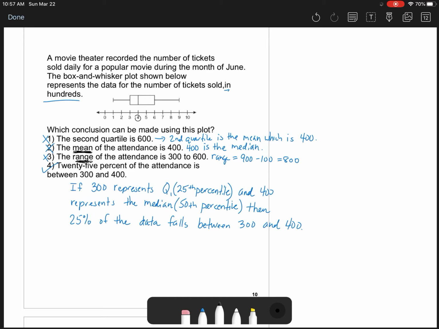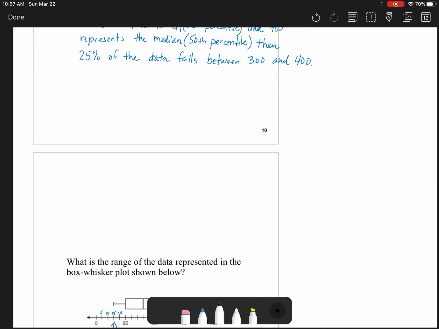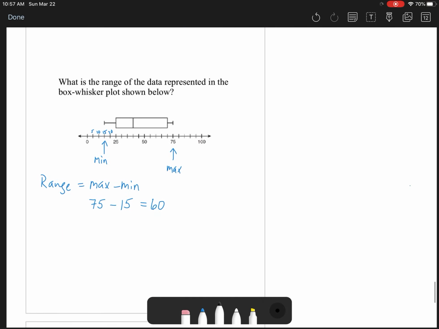Last but not least, number 4, 25% of the attendance is between 300 and 400. This is the correct choice, and I'll tell you why. 300 represents the first quartile, remember, 25th percentile. 400 is the median, which is also known as the 50th percentile. So if they represent the 50th and the 25th percentile, that means that 25% of the data is going to fall in between 300 and 400.